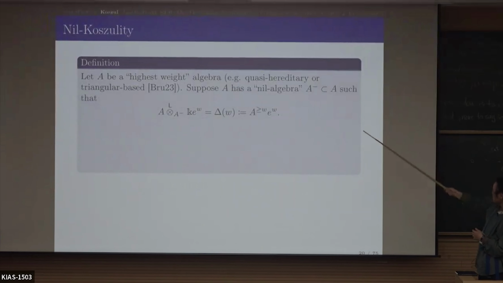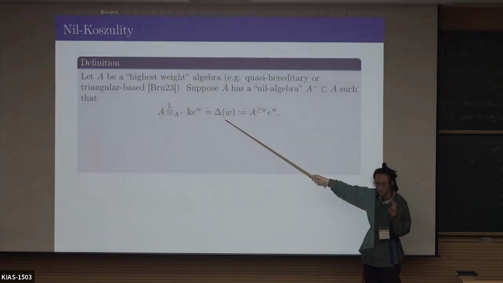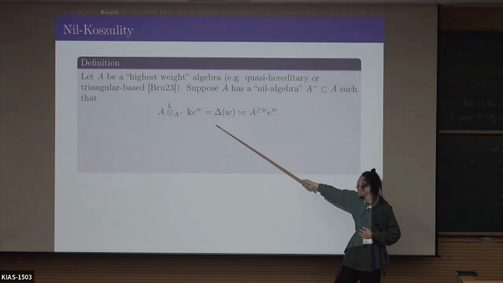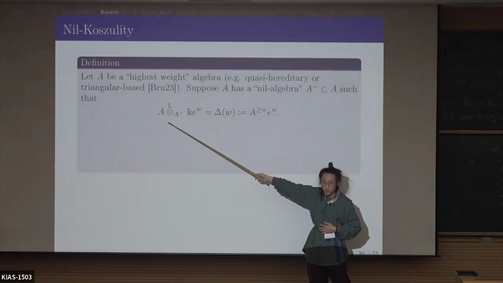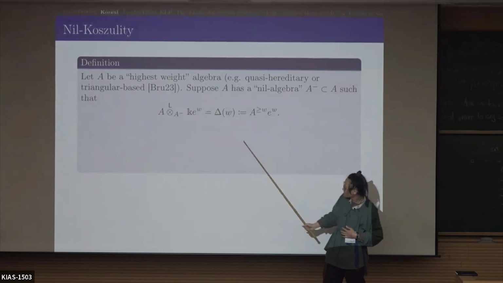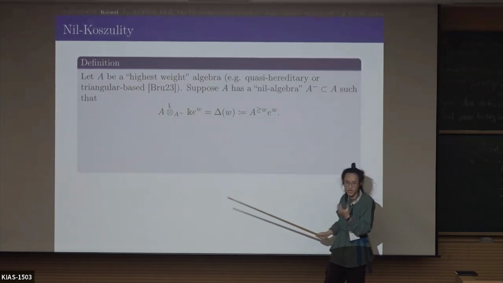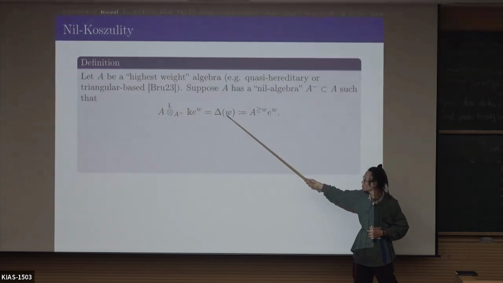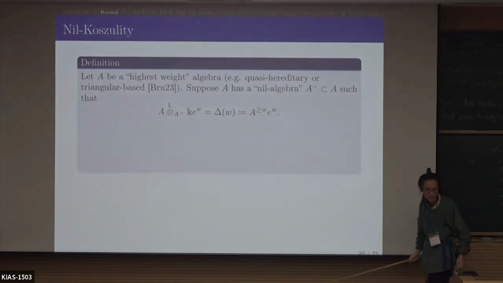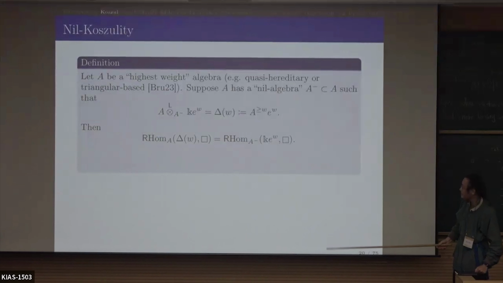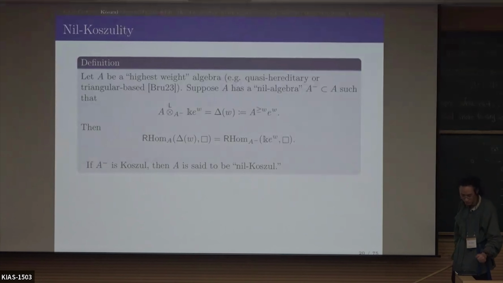And suppose A has a nil algebra, A minus, such that this is morally speaking my Verma module. My Verma module can be obtained as some left-derived tensor product over the nil algebra. And the key here is that this left-derived tensor product has to be concentrated in degree 0. This is a literal module in degree 0, so I need this to be concentrated in degree 0. If this is true, then you can do some tensor Hom trick like this, which I'll talk more about later. This will be very helpful for computing Ext groups. And if this A minus is Koszul, then A is said to be no Koszul.